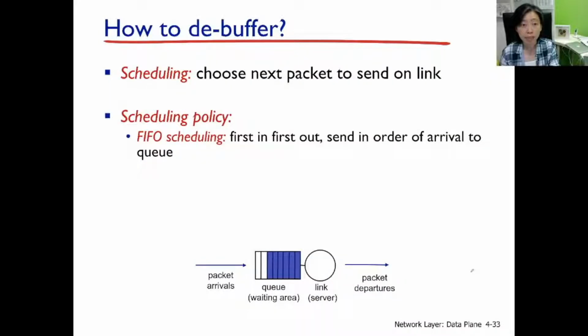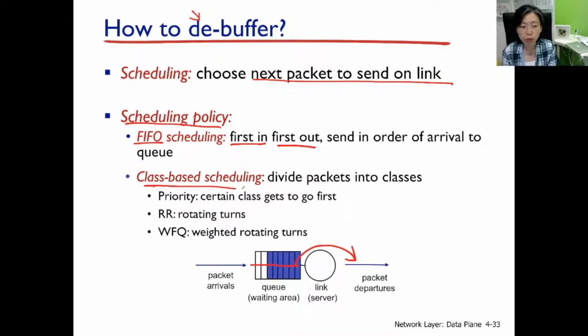The last component is this. How do we dequeue the buffer? Which packet do we choose to transmit next? The next packet to send on the link. This is also called the scheduling policy. Typically, we do this FIFO, first in, first out. So essentially, based on the order in which the packets arrive, we take one out at a time.